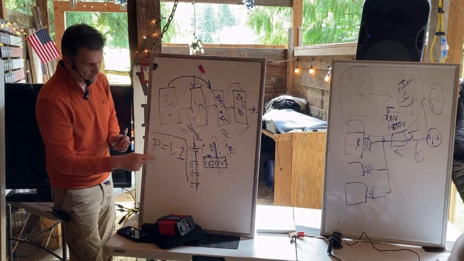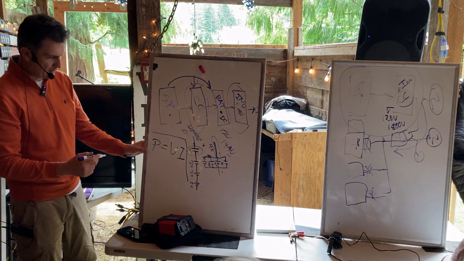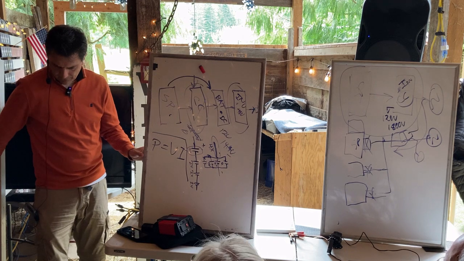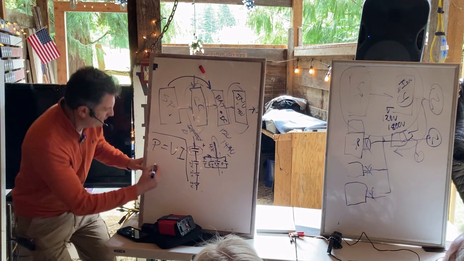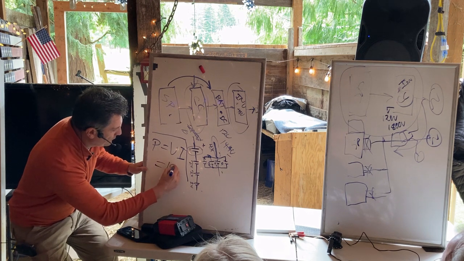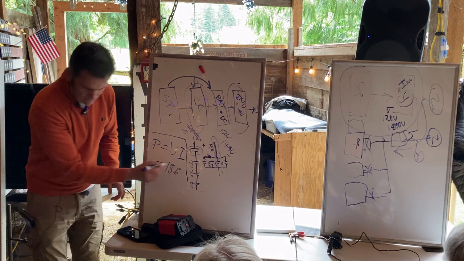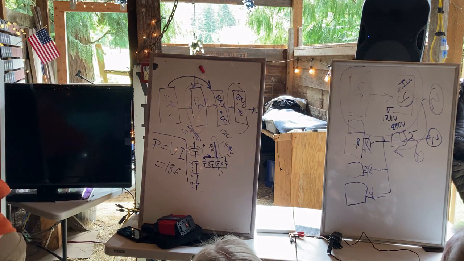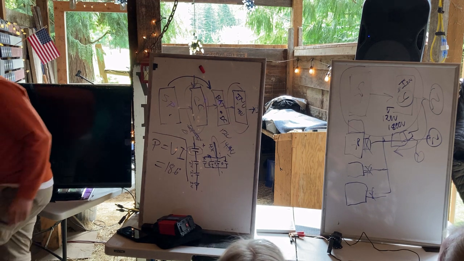Okay, so one more calculation. Here's what power is equal to. Let me give you an example on this. This solar panel puts out, what did we say, 18.6 volts at maximum power, and the current is what we're looking for on the solar panel, called IMP. That means current at peak power, or maximum power point. It's 11 amps here.